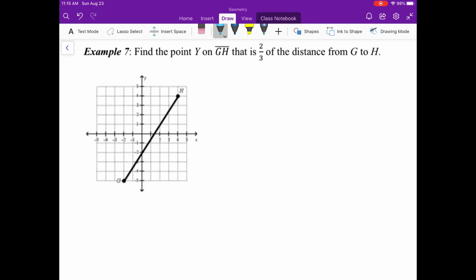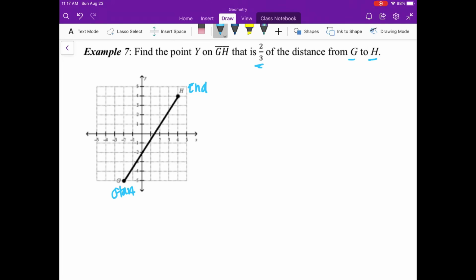Example 7. Find the point Y on GH that is 2/3 of the distance from G to H. There are a couple different ways that you can go about solving this problem. So I'm going to explain this in 2 different ways and you can see which way makes more sense for you. Something that's super important is understanding where the start of your segment is and where the end of your segment is. Since it says G to H, we are starting at G and we are ending at H.